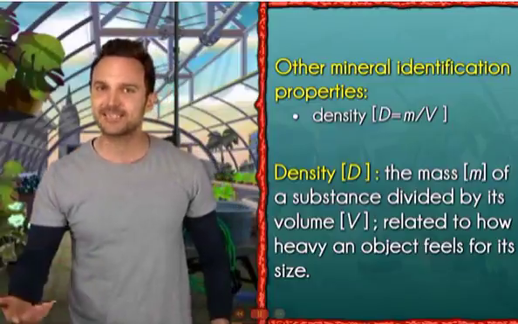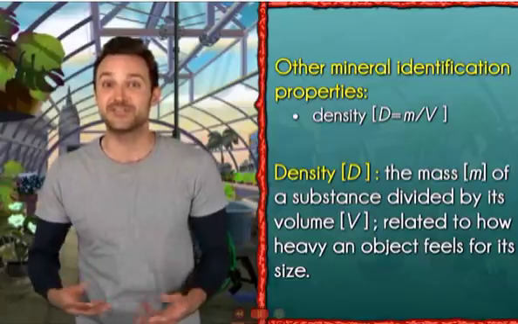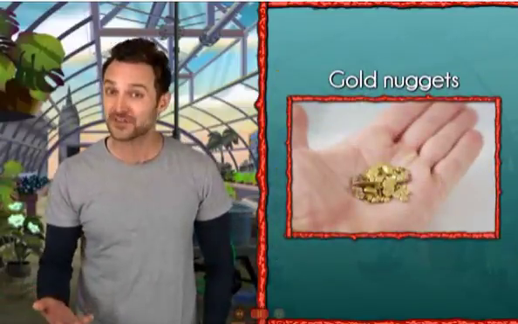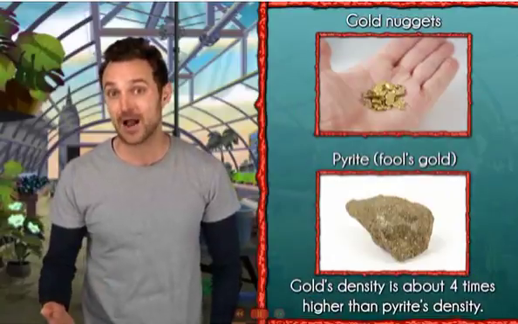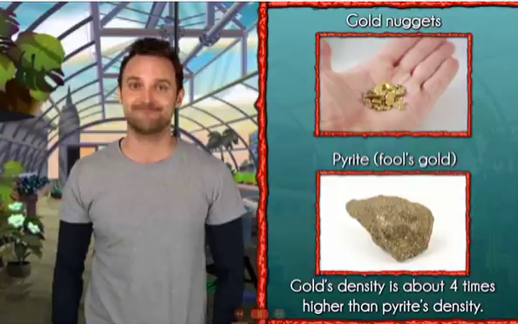An object's density basically tells us just how heavy the object feels for its size. For example, a gold nugget would feel about 4 times heavier than a piece of pyrite or fool's gold if they were the same size.